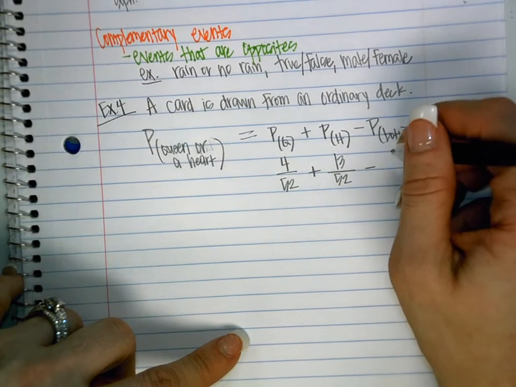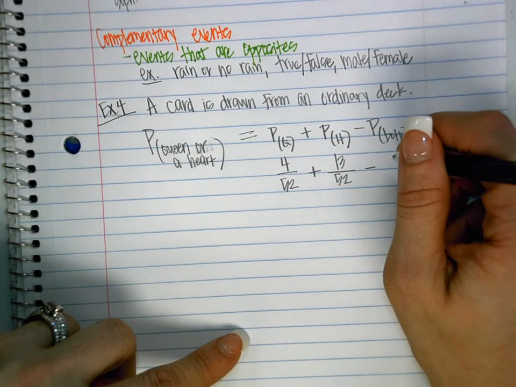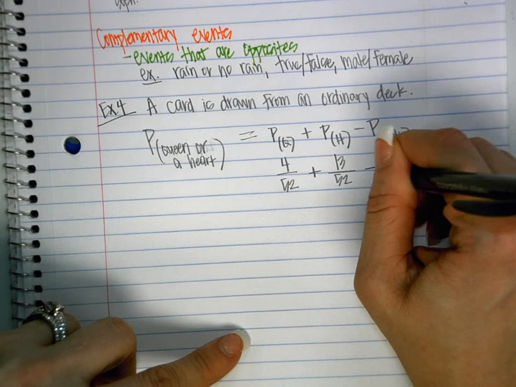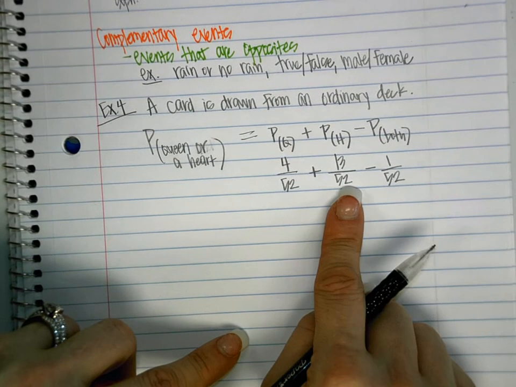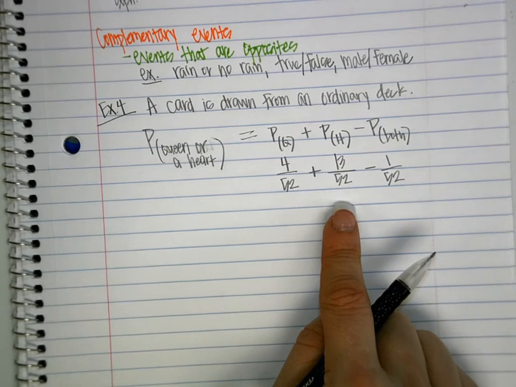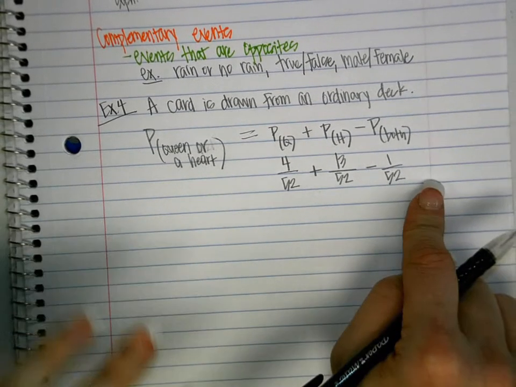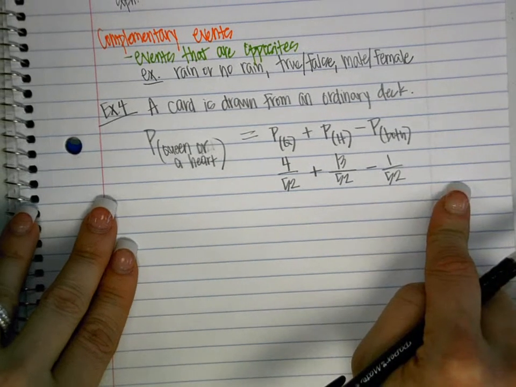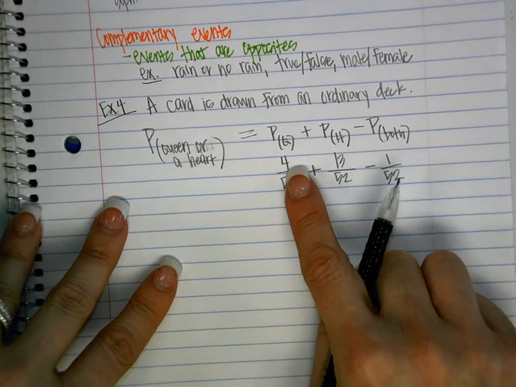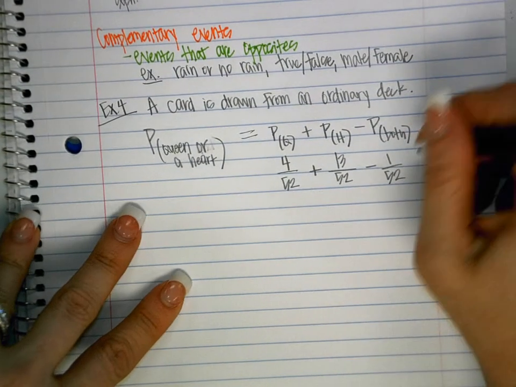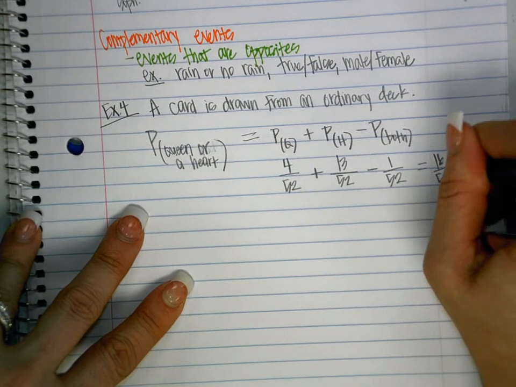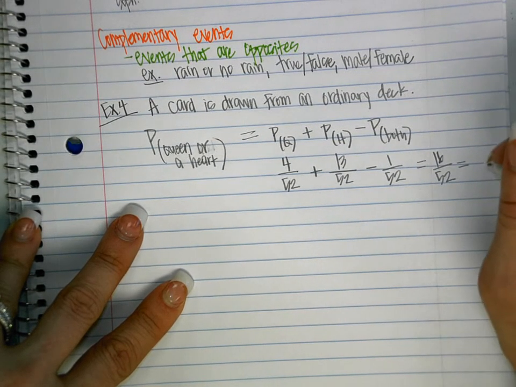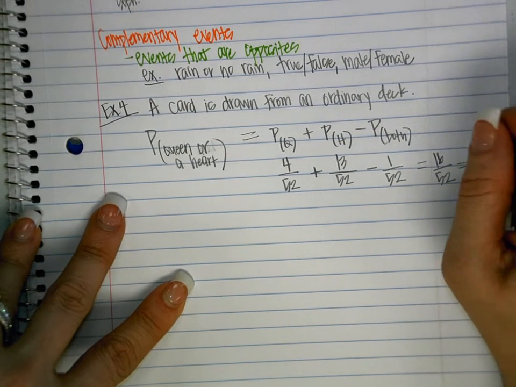How many queen of hearts are there? 1. 1 out of 52. So you counted it with the queens, and then you counted it with the hearts. So you double counted that one card. So that's why you have to subtract it out. So if you add these together, or do the addition and subtraction, 4 plus 13 minus 1 gives you 16 out of 52. And if you reduce that, what do we get? 8 over 26. And then 4 out of 13.